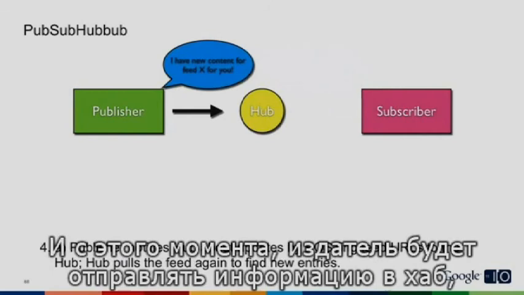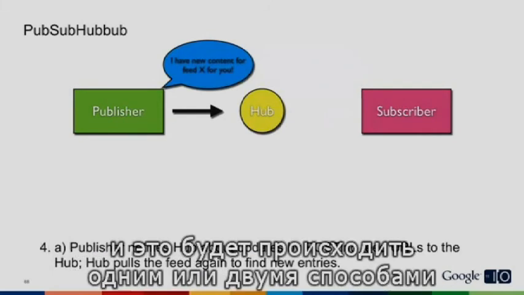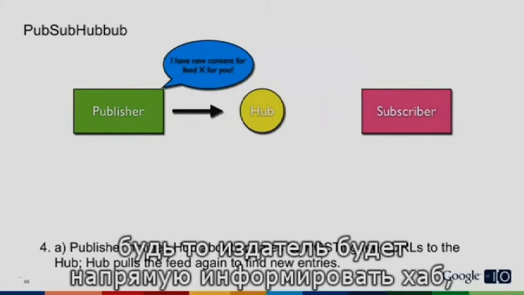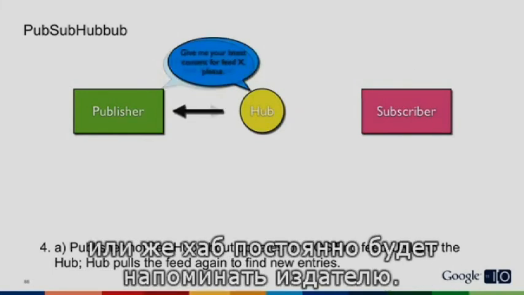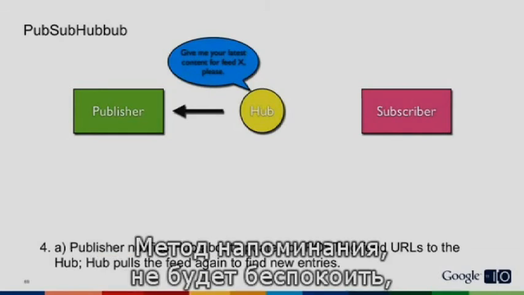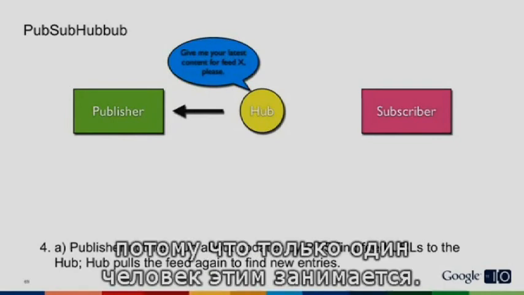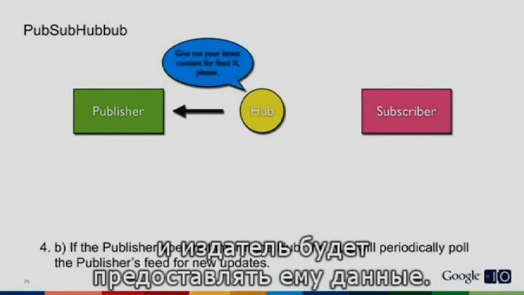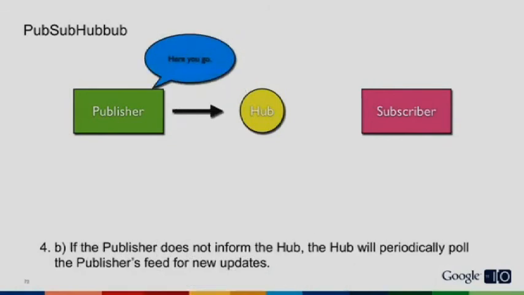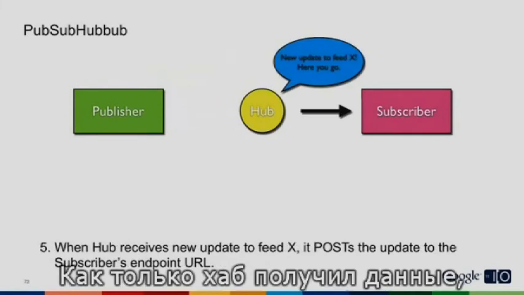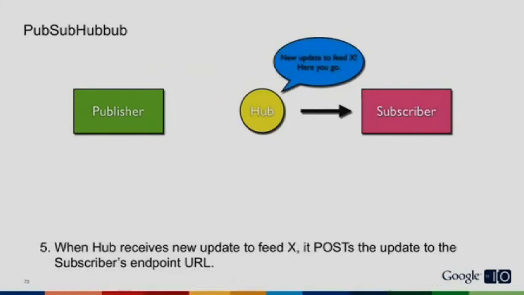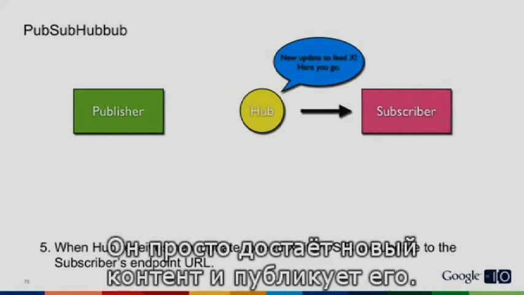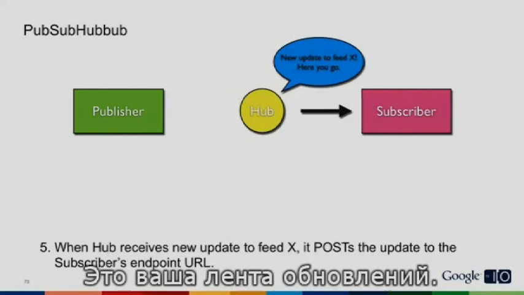From then on, the publisher is going to send data to the hub. And it's going to do it one of two ways. Either the publisher will notify the hub directly, or the hub will continually poll the publisher in that polling method, which isn't a big deal now because now there's just one person polling, and that person can do it at a much higher frequency. And that publisher will give it the data. Once the hub has the data, it sends it to the subscriber. That's it. It just pushes out a fat ping in a post. This is your data. This is the update to this feed.